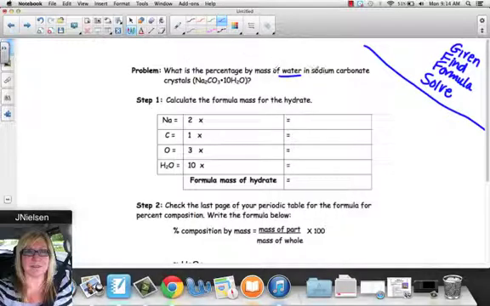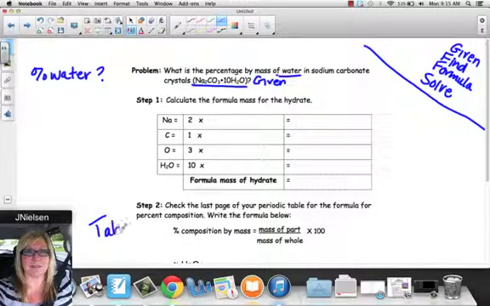So it says, what is the percentage by mass of water in sodium carbonate crystals? Well, the only thing that we're given is the formula. So here is our given right here, our formula. What do we need to find? Well, we have to find the percent water. That's our question mark. That's what we don't know. Our formula that we're going to be using is down here. This is found in Table T. Percent composition by mass equals part over whole times 100. So we need to solve.